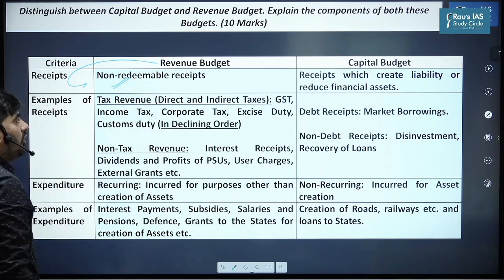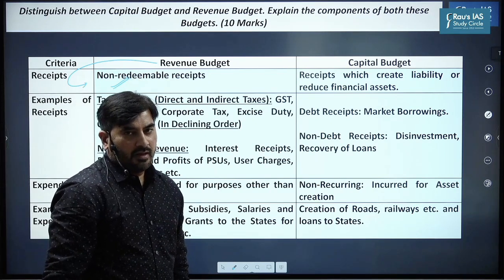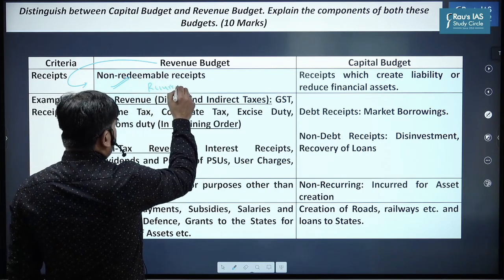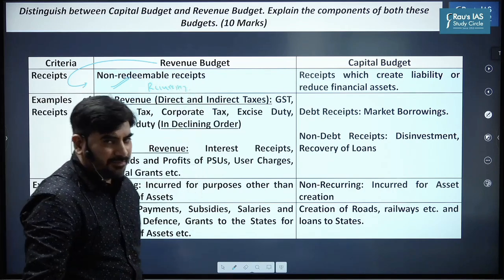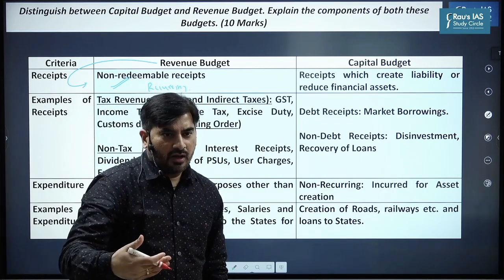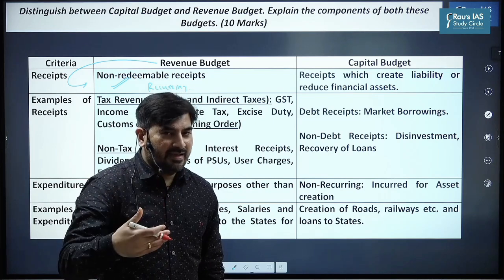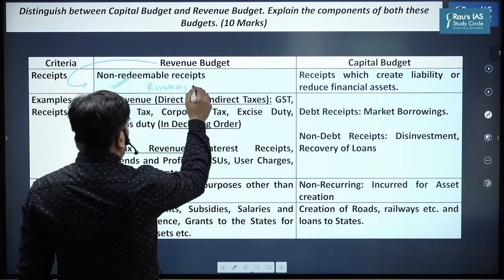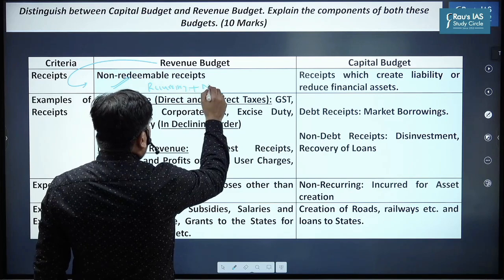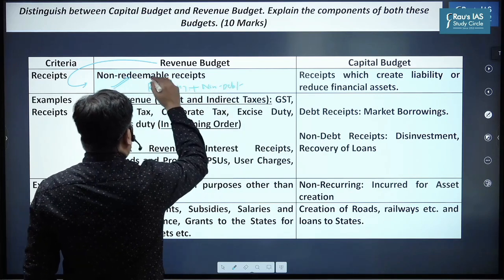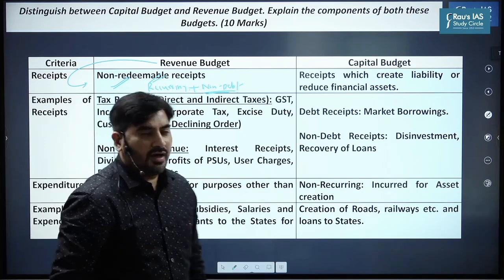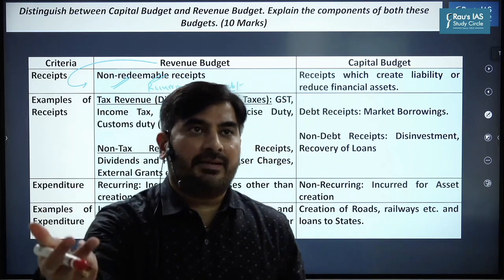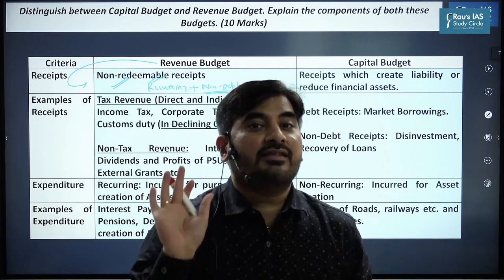are considered to be non-redeemable receipts. Non-redeemable receipts basically means, first and foremost, that most of the time revenue receipts are recurring in nature. That means the government gets money on a daily, weekly, monthly, or yearly basis. Apart from that, these receipts are considered to be non-redeemable because they are non-debt in nature. Non-debt means it is the government's own money. The government is not required to pay it back. That is why we call them irredeemable receipts.